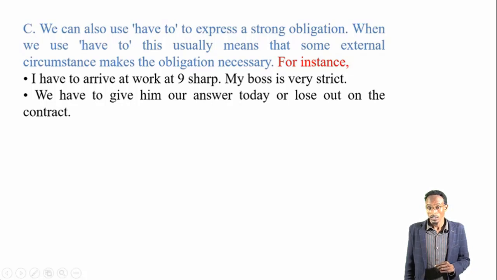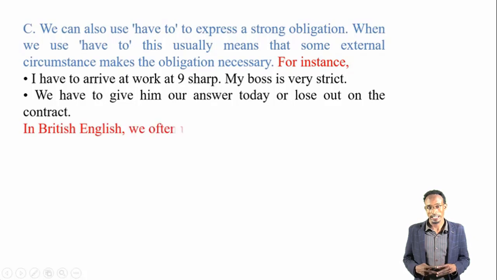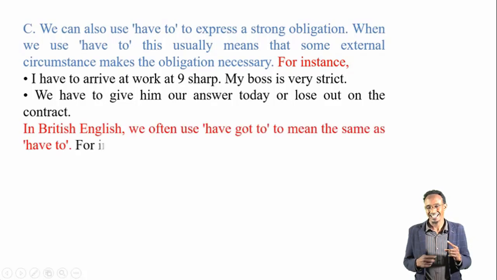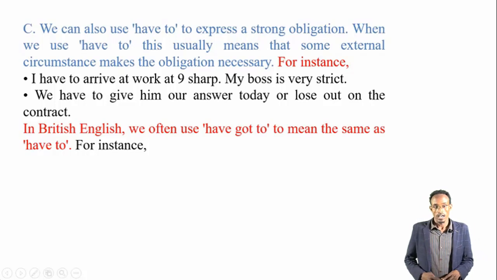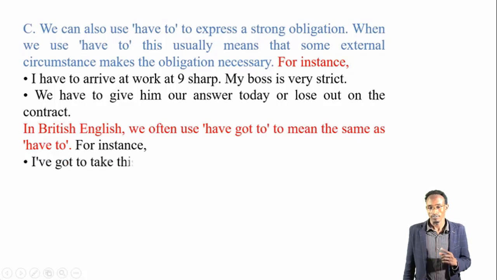So students, in this way, British English and American English do have a difference. For instance, we often use have got to mean the same as have to. For instance, I have got to take this book back to the library, or I will get a fine.